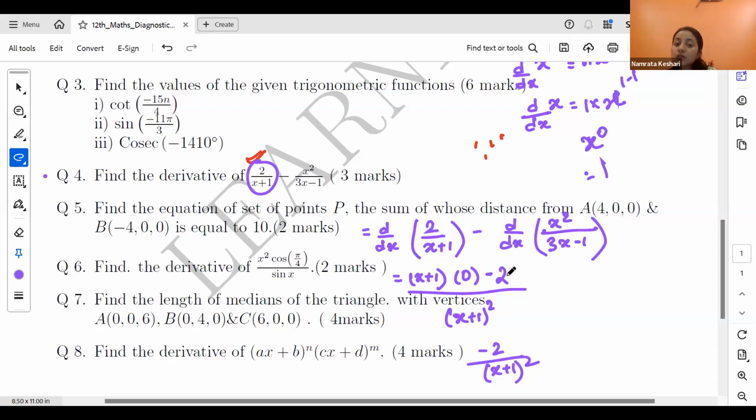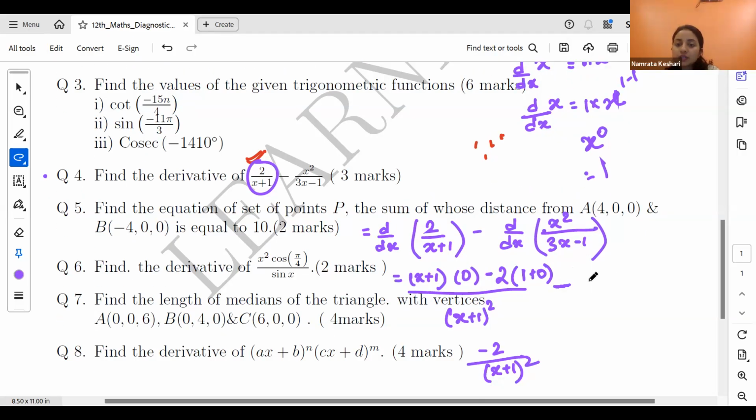Why? What about the other term, the bracket x plus 1? The bracket x became 1 and 1 became 0. Getting it? Derivative of any constant term is 0. Any confusion, Kiran? Oh, no.